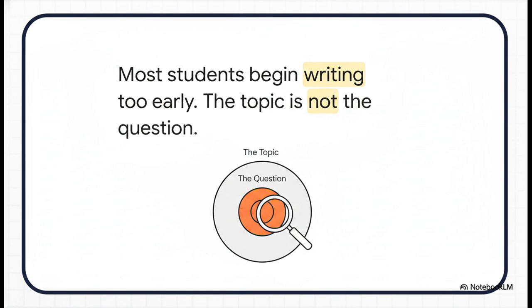So here's the core problem that most students face. They just begin writing way too early. They read a scenario, spot the general topic it belongs to, and then boom, they immediately start explaining that topic. But listen, the topic is not the question. The question is the specific, narrow thing the examiner has actually asked about that topic. And it's almost always much narrower than the broader topic itself.